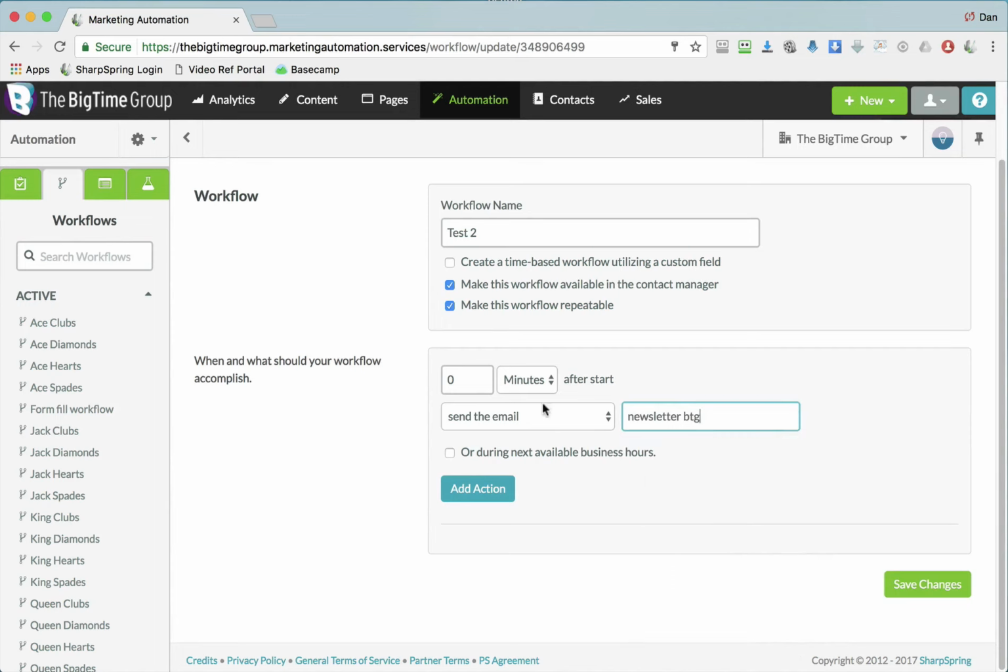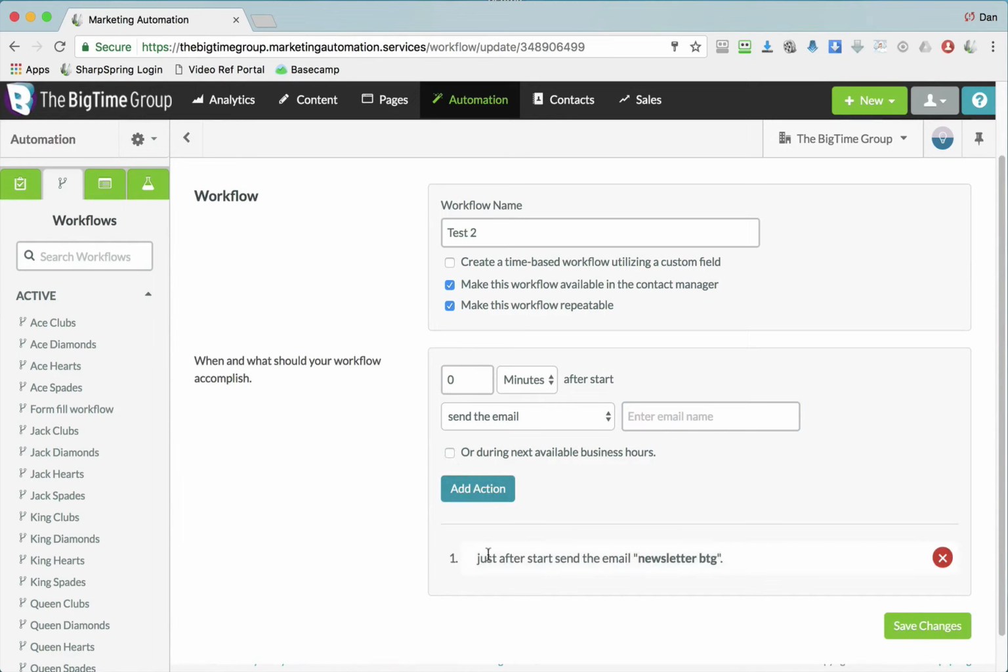And right now I have it set to immediately. It's going to send that thank you, but it could click that, and then it would only send it during regular business hours. So we're going to click Add Action, and here we go. Someone completes that trigger, they now get a thank you email. But we want to do a couple more things.